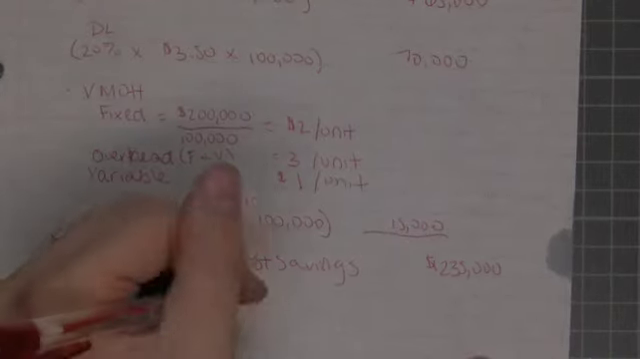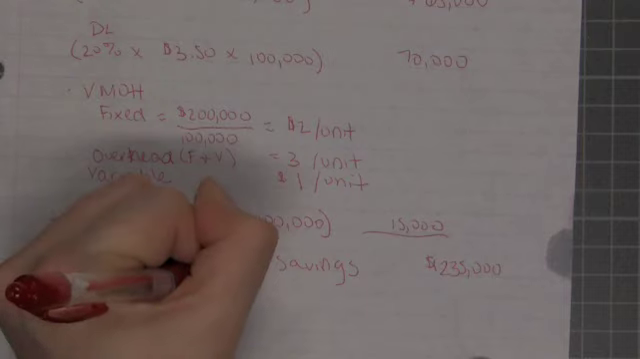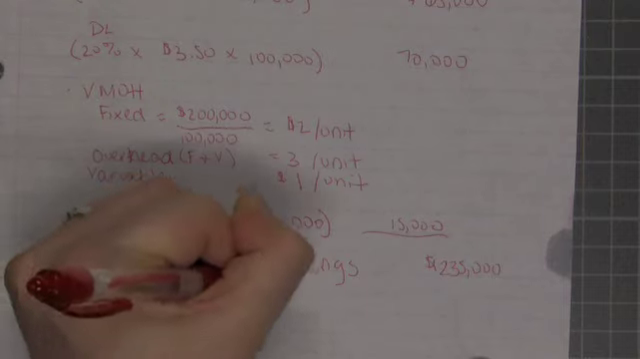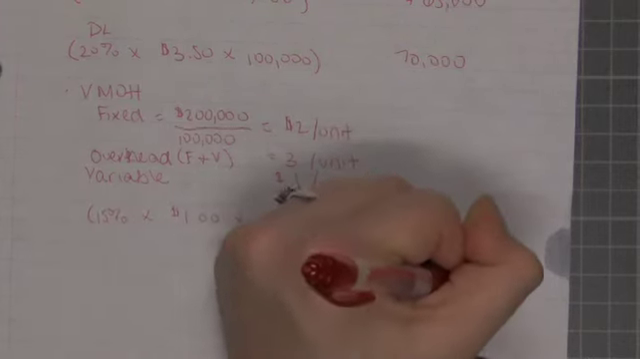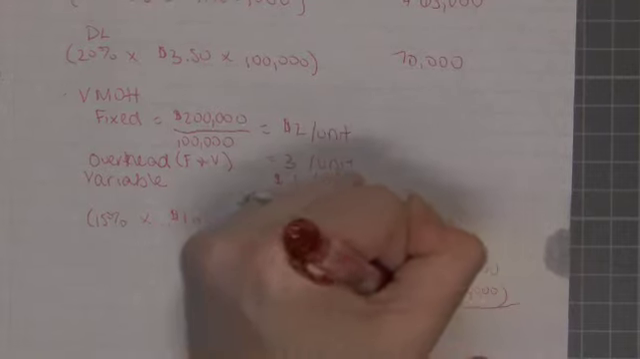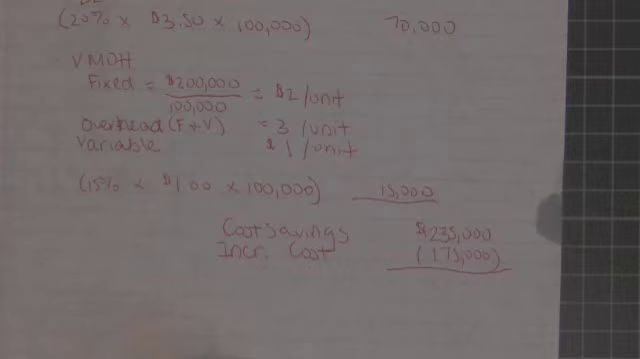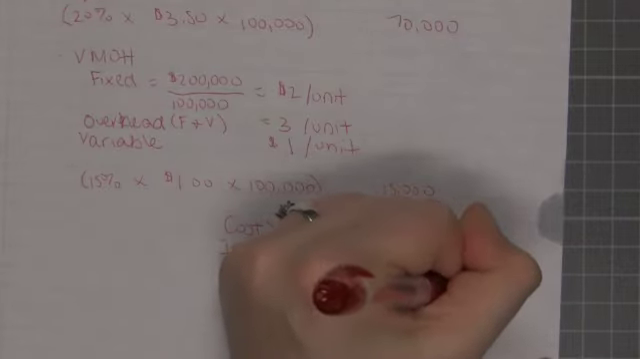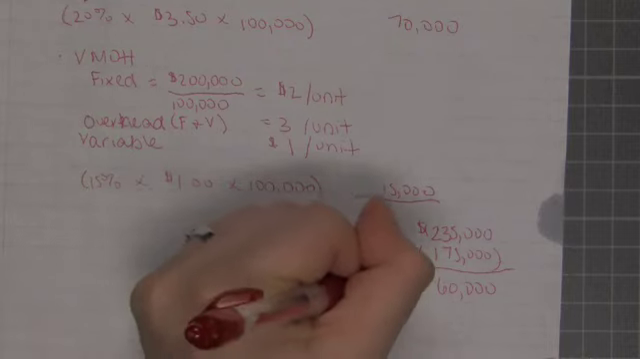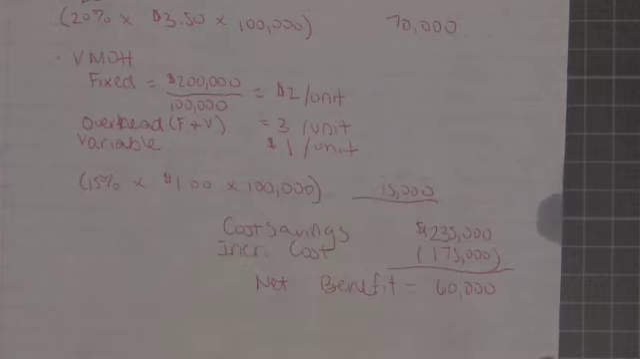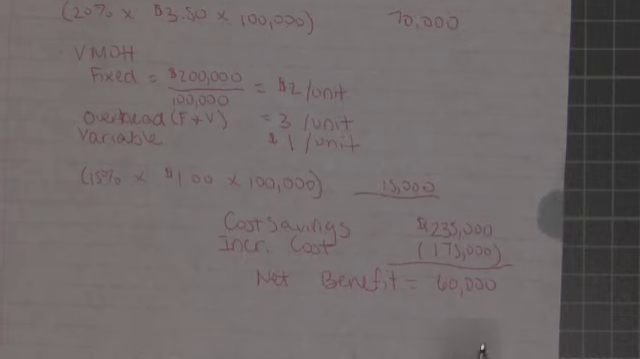And if you recall, our incremental costs of actually having to buy these things was $175,000, so we calculated that at the beginning of this. So our net savings, or net benefit, is $60,000. So to answer their question, we are going to buy the containers because doing so would save us $60,000 in costs. Thanks, and good luck on the other problems.